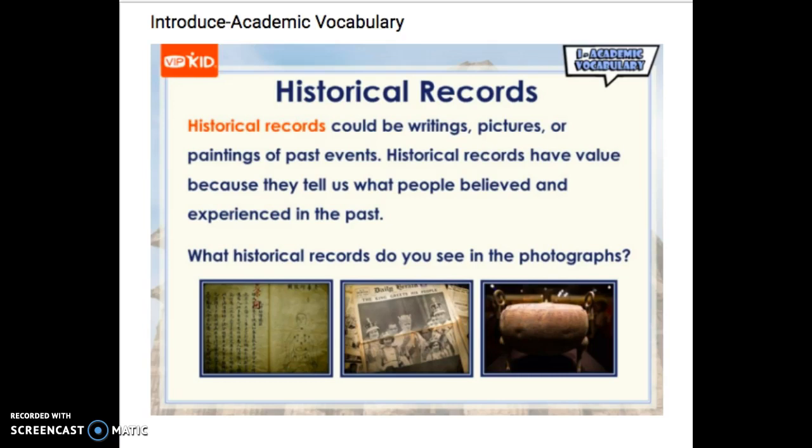Then I would have the students restate what a historical record is. They should be able to do this in their own words. Many of my level 6 students would be able to do that. If not, they can use a definition to help them.